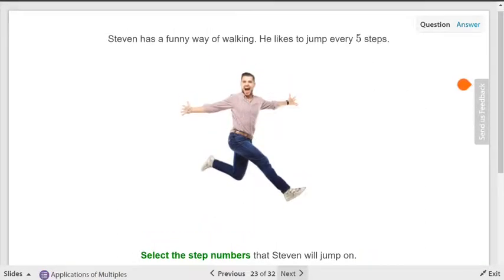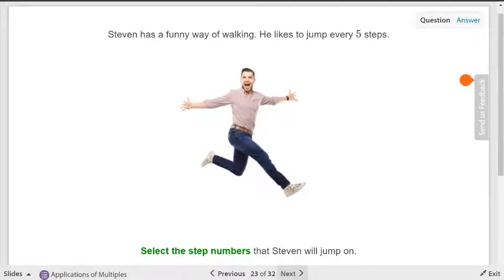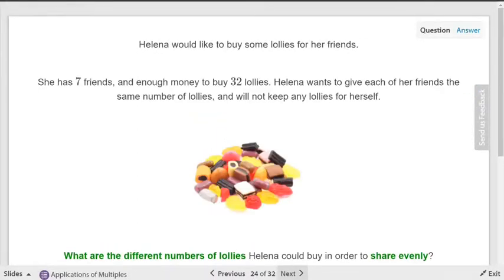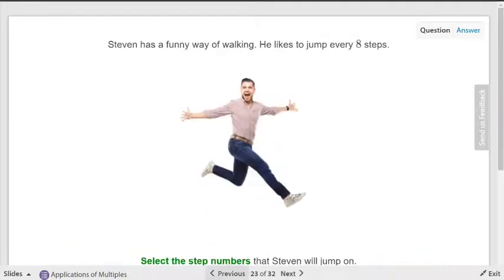Okay? Here's a funny way of walking. He likes to jump every 5 steps. How many steps? 5. So it's multiples of 5. Okay? They get silly with us here. So select the step numbers that Stephen will jump on. Okay? So that's then every 5 steps.